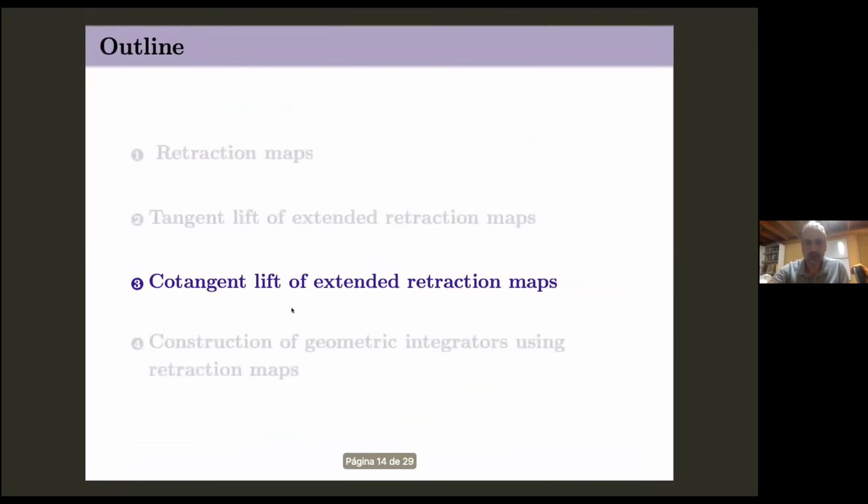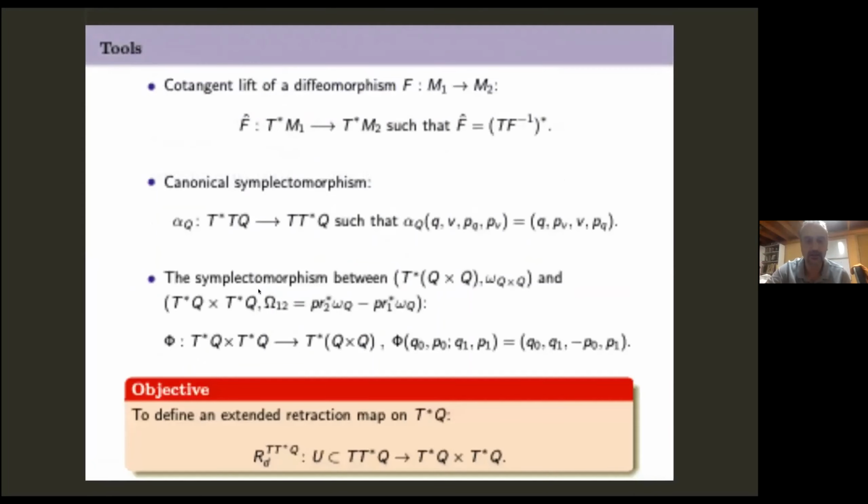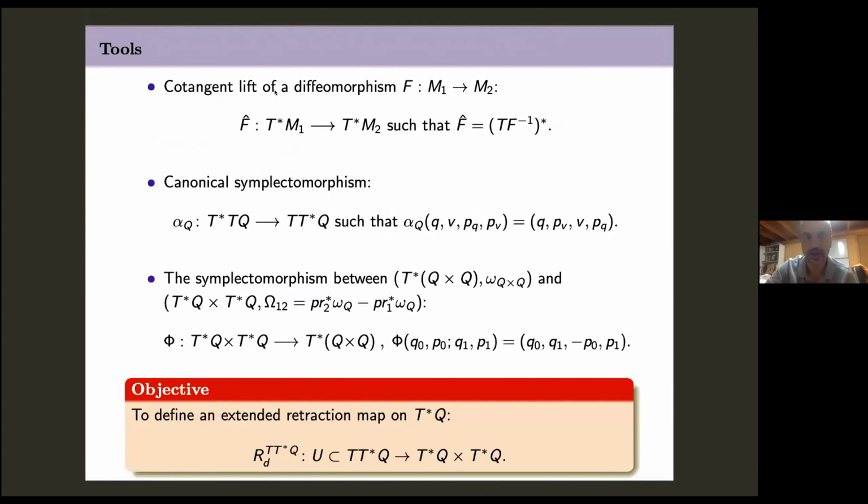But we also need, for Hamiltonian systems, to remember that a Hamiltonian vector field is defined on the cotangent bundle. And then we need this notion of the cotangent lift of a retraction map or extended retraction map. The idea also uses some tools that appear in books of differential geometry and geometric mechanics, which is the cotangent lift of a diffeomorphism. Given a diffeomorphism, we can automatically construct this map here, which is possible to construct by taking the dual of the tangent of the inverse map.